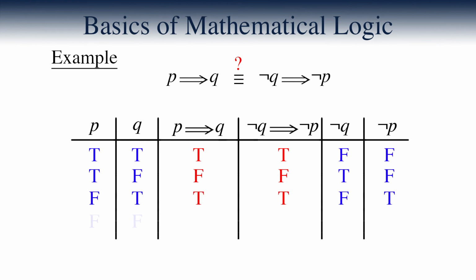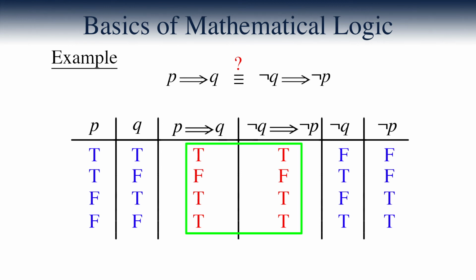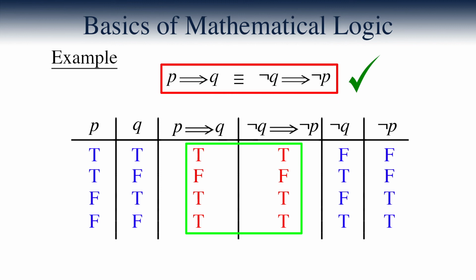Lastly, if P and Q are false, then the negation of P and the negation of Q are true. So, we get true values for the remaining two as well. Now, we see that the corresponding truth values for the propositions in the question match exactly. So, the two statements are logically equivalent.